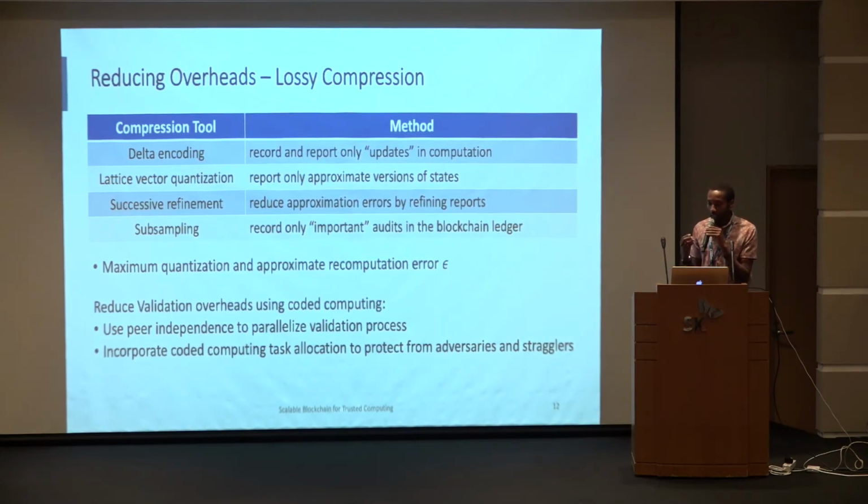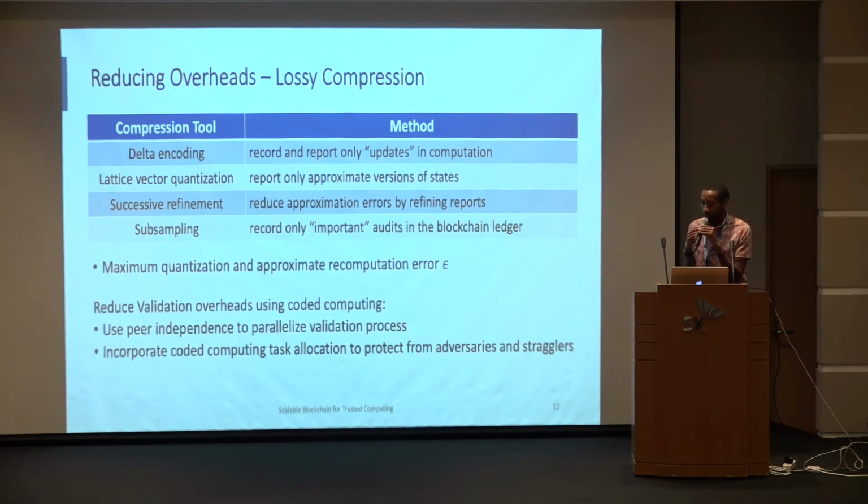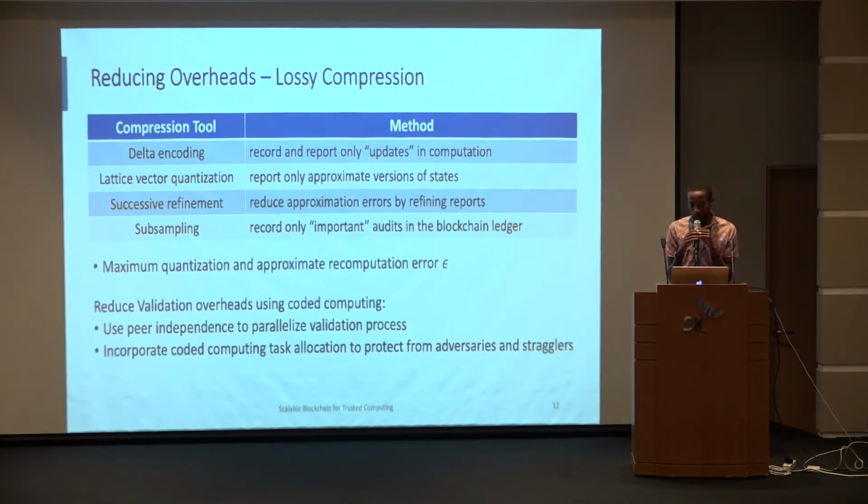So in this case, we allow the client to refine the communicated estimates by using the successive refinement lattice vector quantization. Also, we considered using subsampling, which is that the orderer can sample and store only important states in the chain. And we also considered using coded computing to reduce validation overheads. One is just using peer independence to parallelize the validation process, and also help us avoid waiting too long for stragglers and account for the presence of adversarial endorsers if there are any.